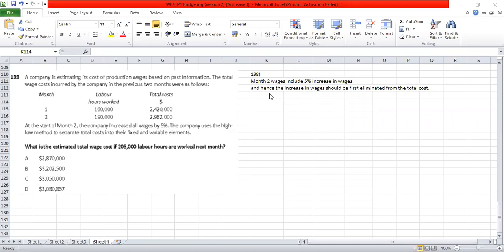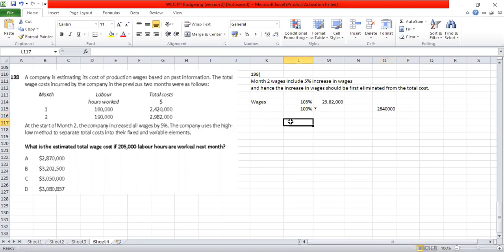So let's present it. Wages, we see that 105% is 2,982,000. But we want it at 100% after eliminating that 5%. So how do we calculate? It is 2,982,000 divided by 105%, into 100. So that is 2,840,000. Now the rest of it is the same.